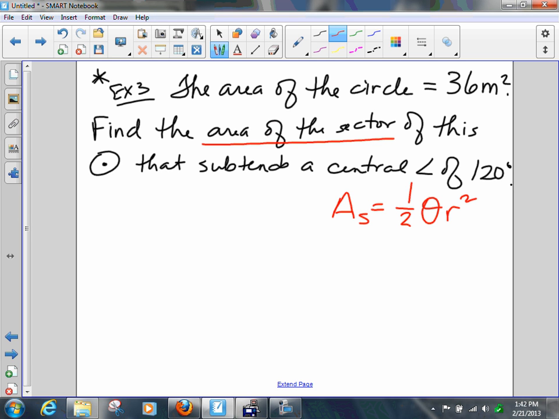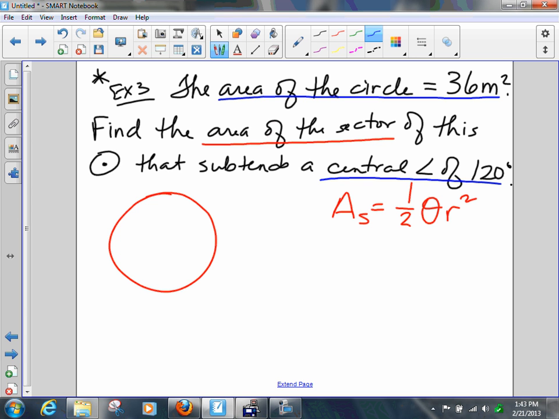No, we can't do a proportion on this. There's something that we have to know. There's a piece of information here that we need. Okay, the area of the circle, the whole thing, is 36. This is important to us. We're given that the central angle is 120. That's in degrees. What is that as a radian?